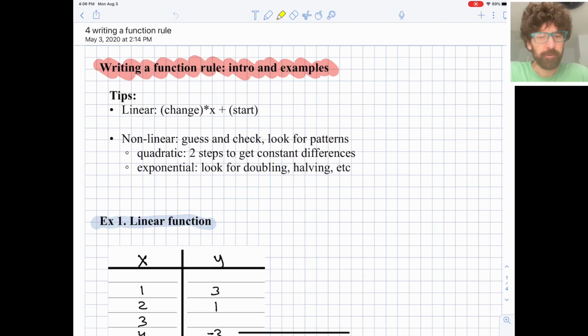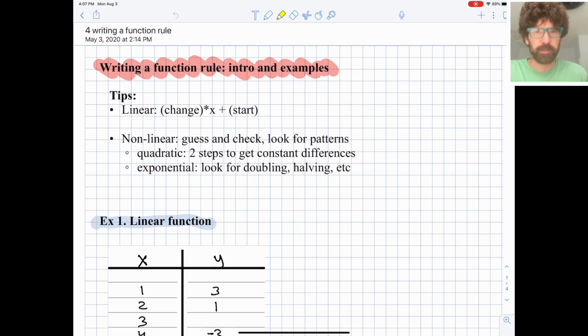All right, next we're going to look at how to write a function rule. In other words, if you have maybe some x and y data, a pattern in numbers, how do we get a rule or an equation for that? And we'll start off with an introduction and a couple examples.